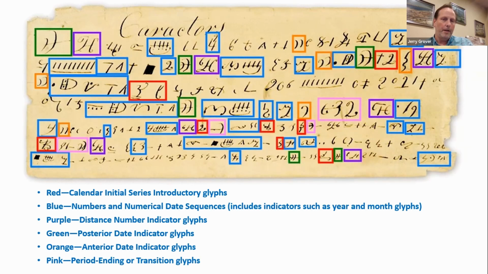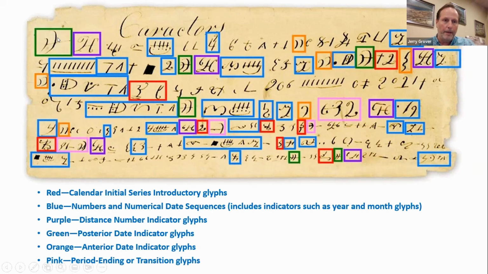The purple designates a distance number, and I talked last time about the way that the Maya do it. You select a date, and you can go forward or backward off of the date. We'll talk about that in a minute. So you have a posterior, which counts in a certain direction, and anterior, which counts in the other direction. The other thing they have is period ending or transition glyphs going from one era to another era. We also see those here in the characters document, and we'll talk about those as well.